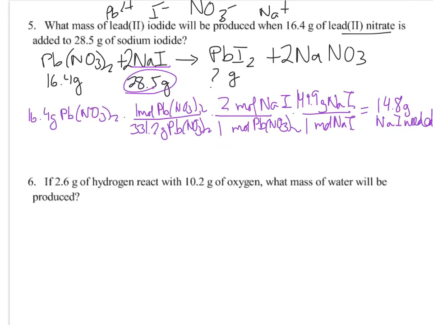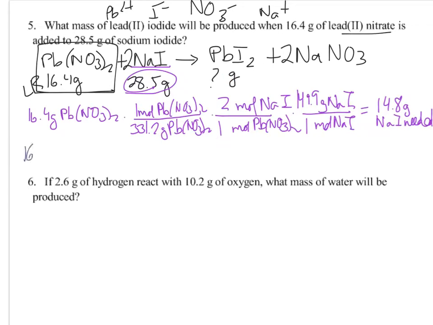So that means that my lead nitrate, that's my limiting reactant. I'll use LR for limiting reactant. So that means that Pb(NO3)2 is the one that runs out first. It's the one that limits how much product I form. So that's the one that you use to figure out your product. So now that I know that this is limiting me, I use this to calculate how much product I would form. So let's do that.